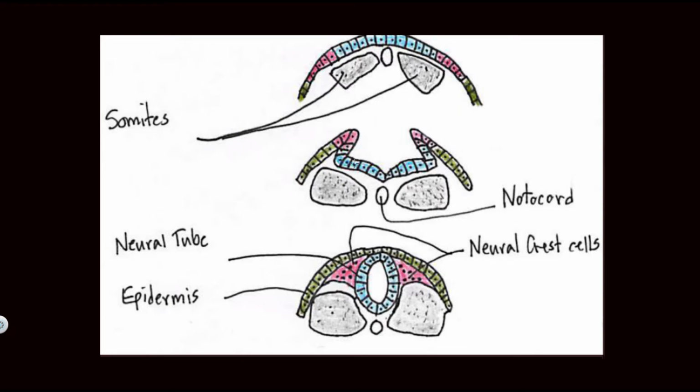The somites, which we'll talk about later, are this gray stuff. That'll become bones and things, and part of the vertebra, not the spinal cord. The neural tube, or the prospective neural tube, is the blue. And the red are going to become the neural crest cells.